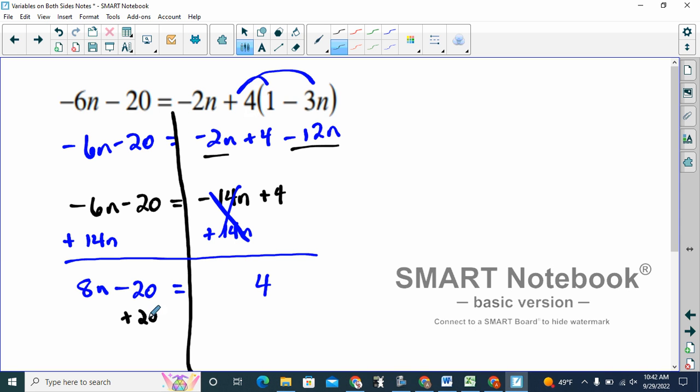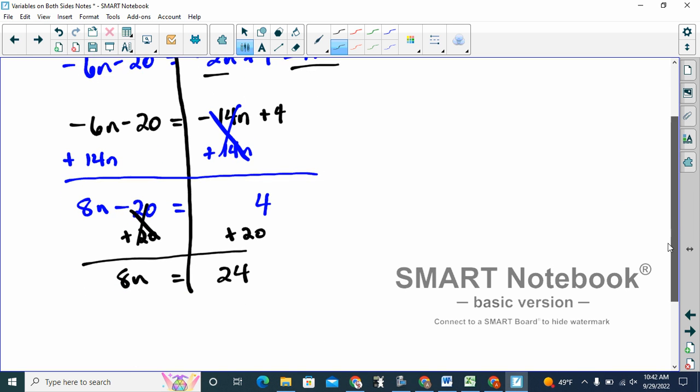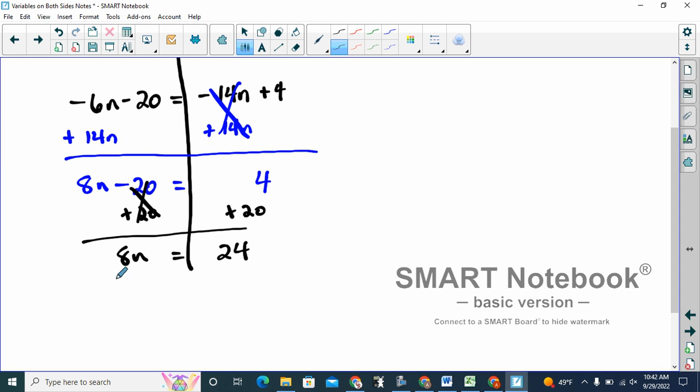Add 20 to both sides. That says 8 times n equals 24, so divide both sides by 8. N equals 3.